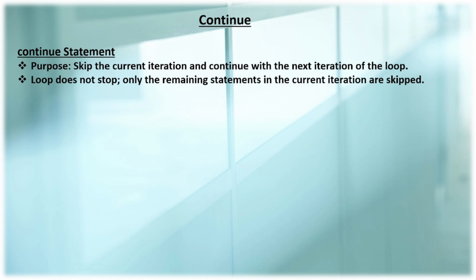Continue is also a jump statement that skips the current iteration and continues with the next iteration of the loop. Suppose we want to print 1 to 5, but there is a condition: if i equals 3, continue. That means the loop will skip the current value or current iteration. That means 3 will not be printed.